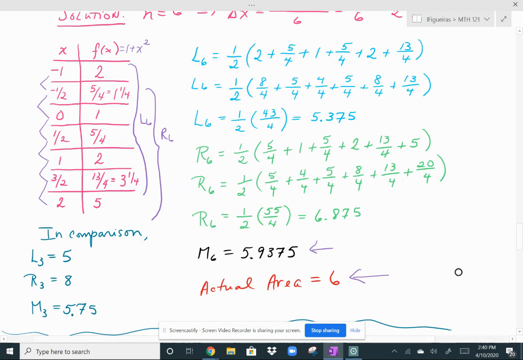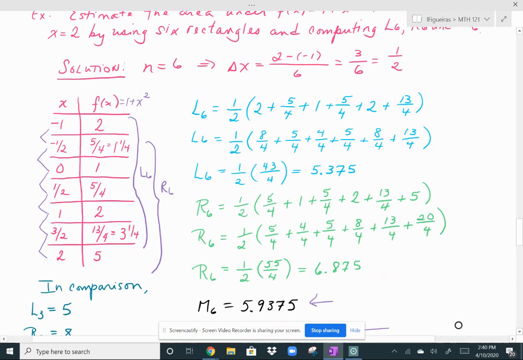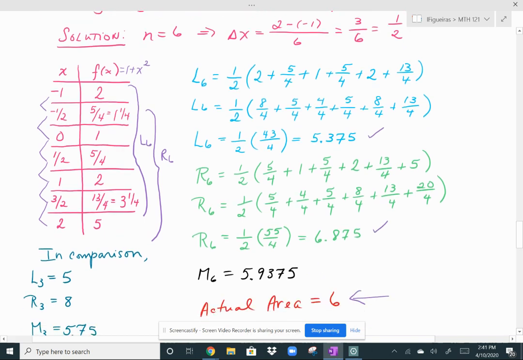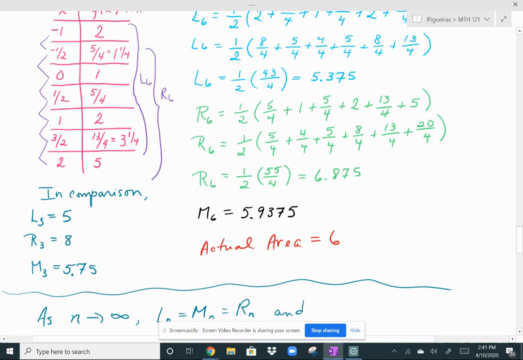So once again, you see that your midpoint calculation, this was left hand, this was right hand, and the midpoint is here in black. That is the closest one to the actual area. And in comparison, if I had done the same problem using 3 rectangles instead of 6, my left hand estimate would have been 5, my right hand estimate would have been 8, and my midpoint would have been 5.75.